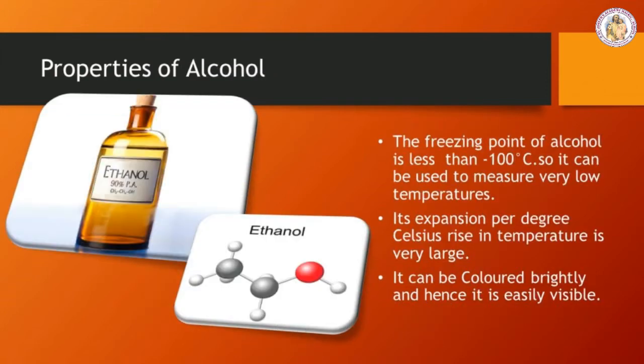Properties of alcohol. The freezing point of alcohol is less than minus 100 degrees Celsius, so it can be used to measure very low temperatures. Its expansion per degree Celsius rise in temperature is very large. It can be colored brightly and hence is easily visible.